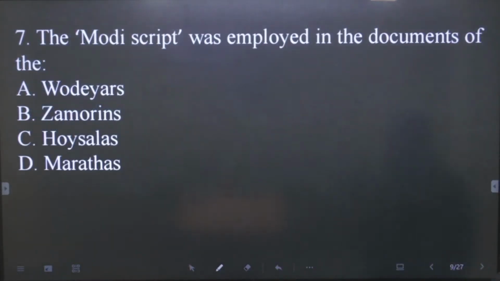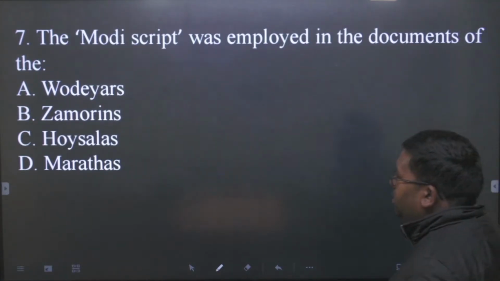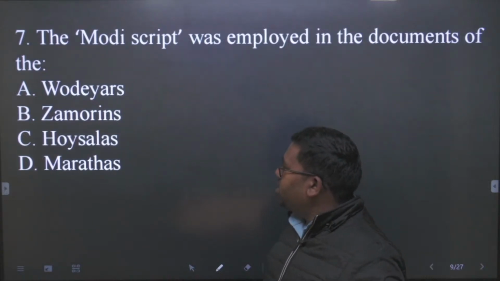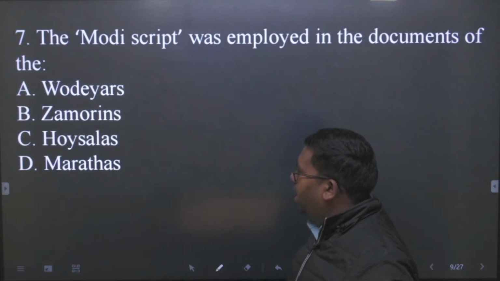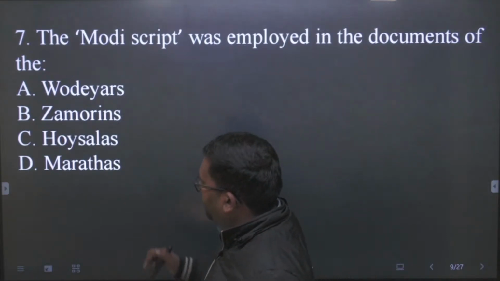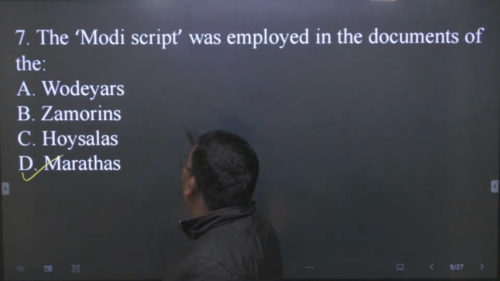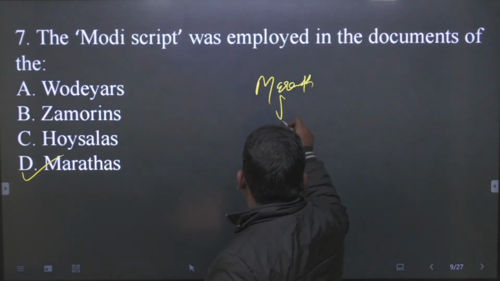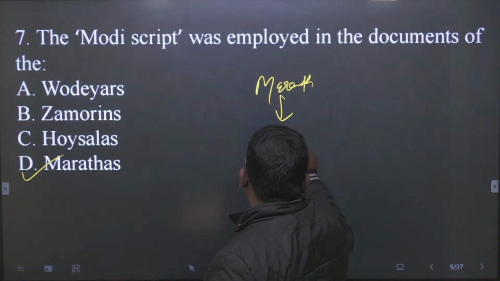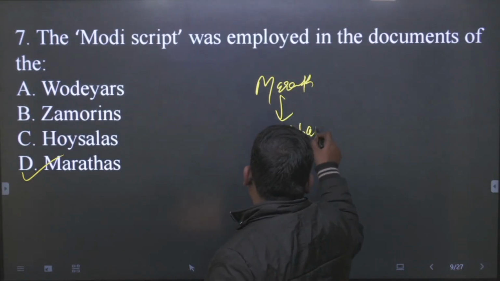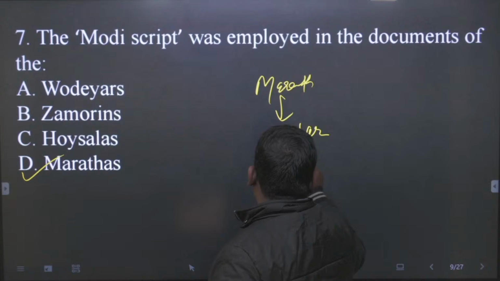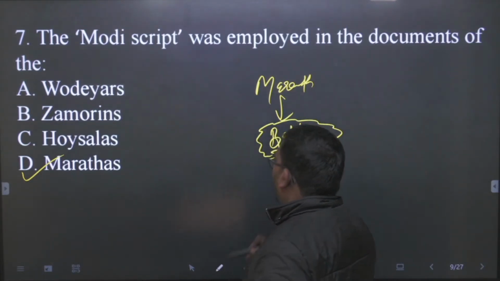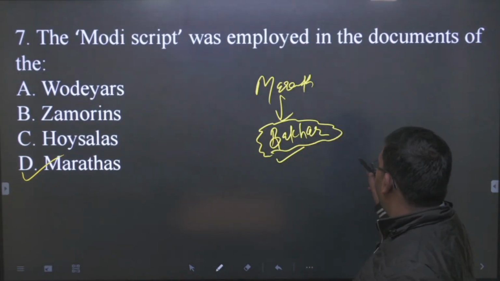The Modi script was employed in the documents of which dynasty? This question has also been asked: Bodiyar dynasty, Jamurins dynasty, Hoysala dynasty and Maratha dynasty. Okay, so this is the Maratha. So in Modi script, the Marathas had a very important literature, and this literature is called the Bakhar literature. What do you call it? Sabhasad Bakhar and all, right. So Bakhar is the historical writing, a historical genre of writing in Marathi.